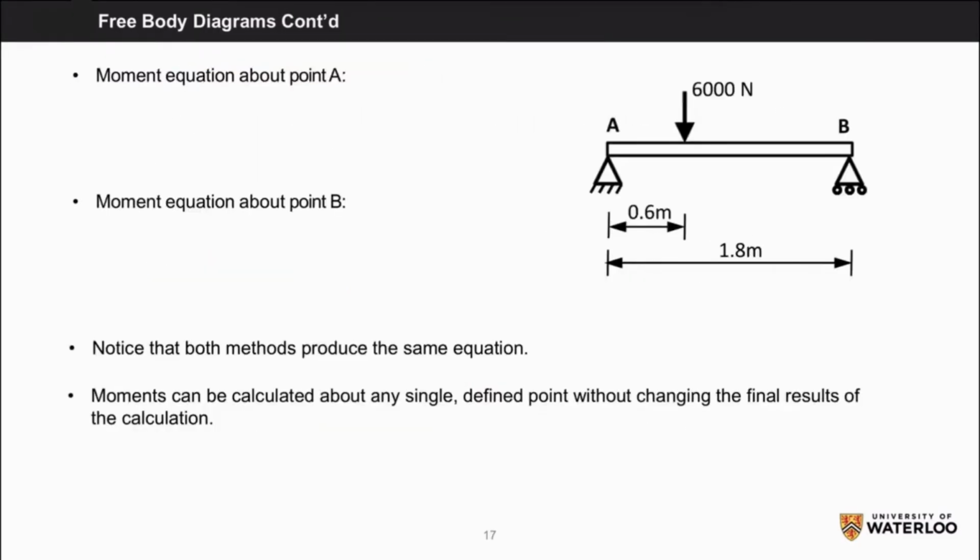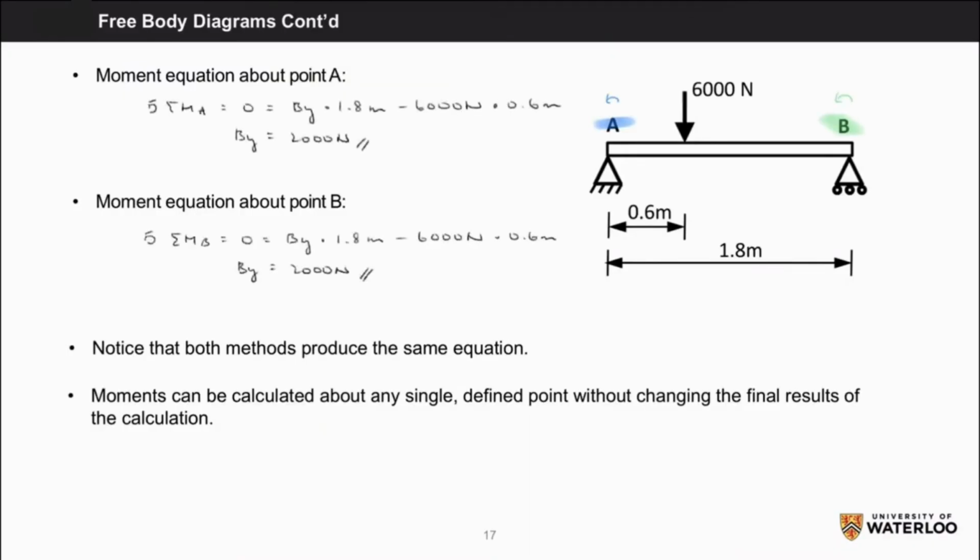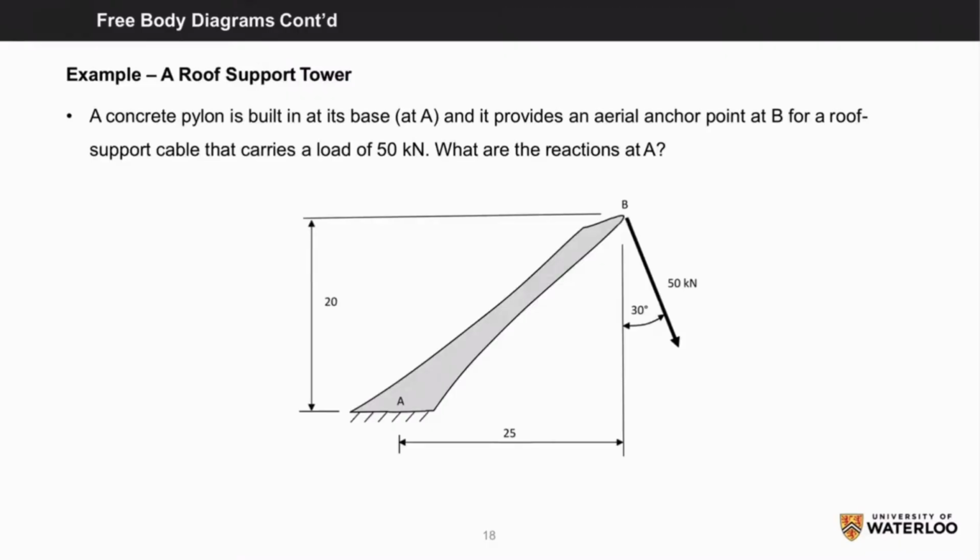From the last slide, we got the moment equations about points A and B. Notice that these equations are the exact same, being 0 equals By times 1.8 meters minus 6,000 newtons times 0.6 meters. We can conclude that moments can be calculated about any single defined point, and it will still yield the same results. The last example we'll go over is on a roof support tower.